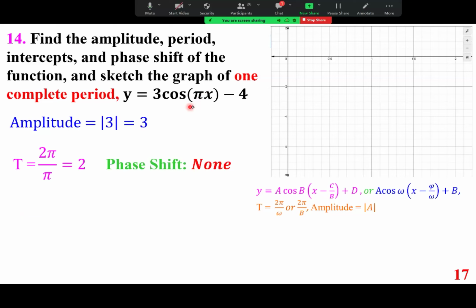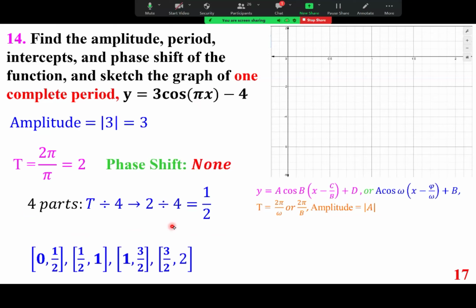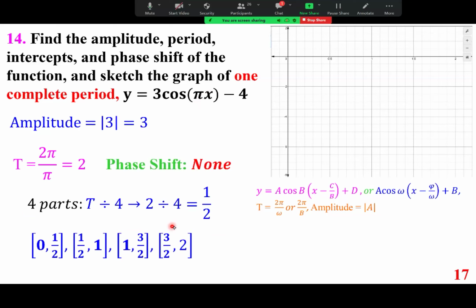So we are going to cut this into 4 equal parts. 2 divided by 4 is 1/2. So there is no phase shift. We start from 0. So 0 to 1/2, 1/2 to 1, 1 to 3/2, 3/2 to 2. Clearly, that's a very easy case. And so you are going to evaluate the function at 0. If I plug in 0, cosine 0 is 1. 3 times that, 3 minus 4 makes it negative 1.